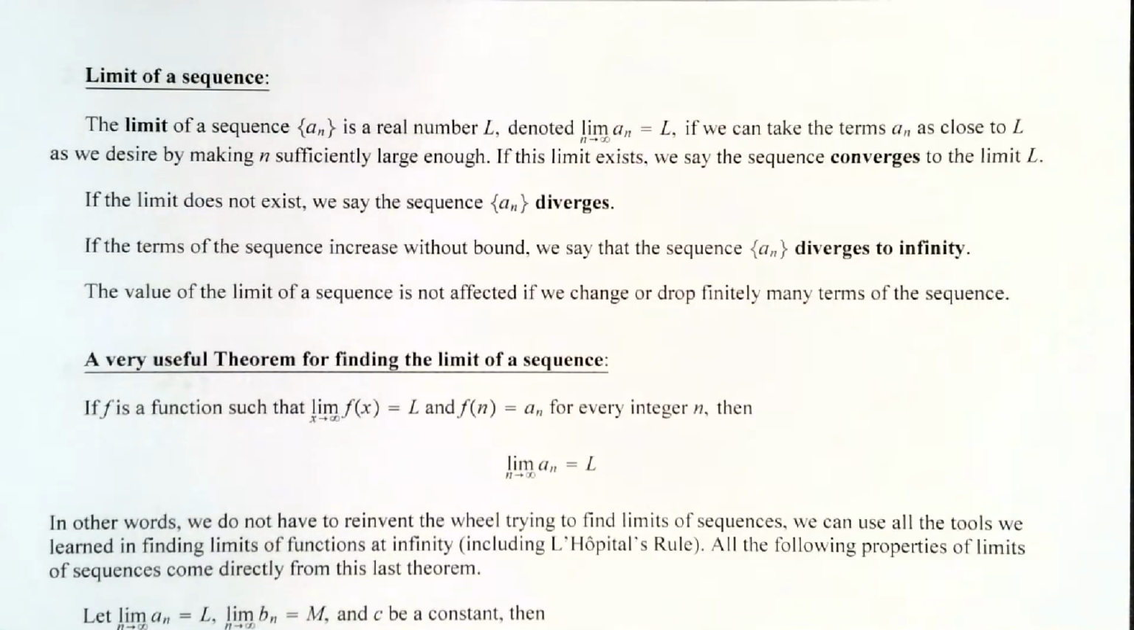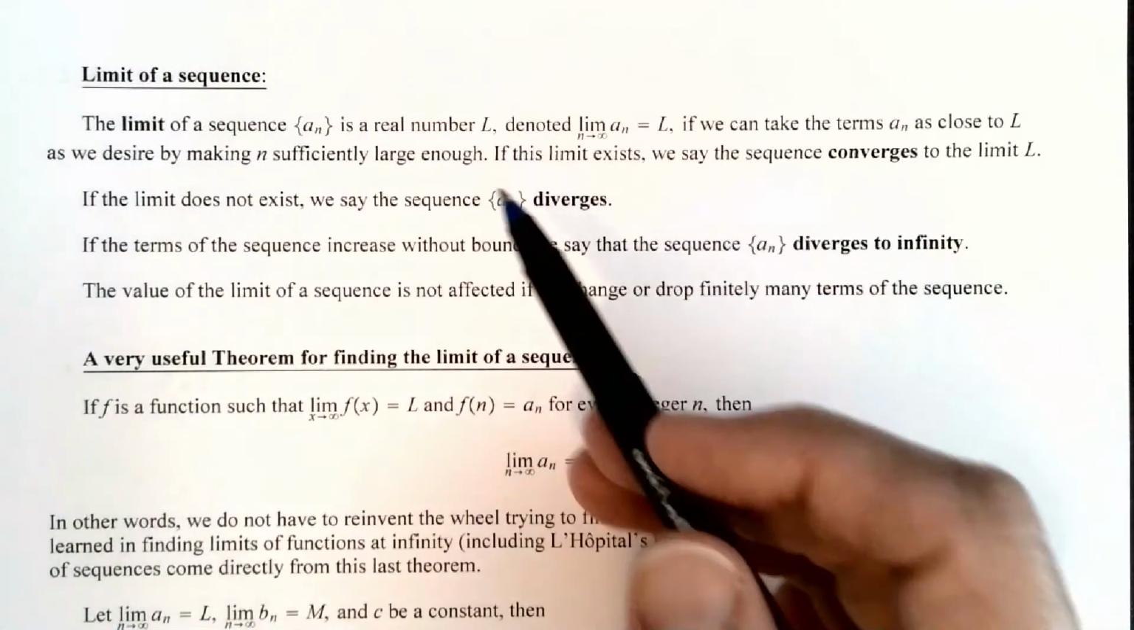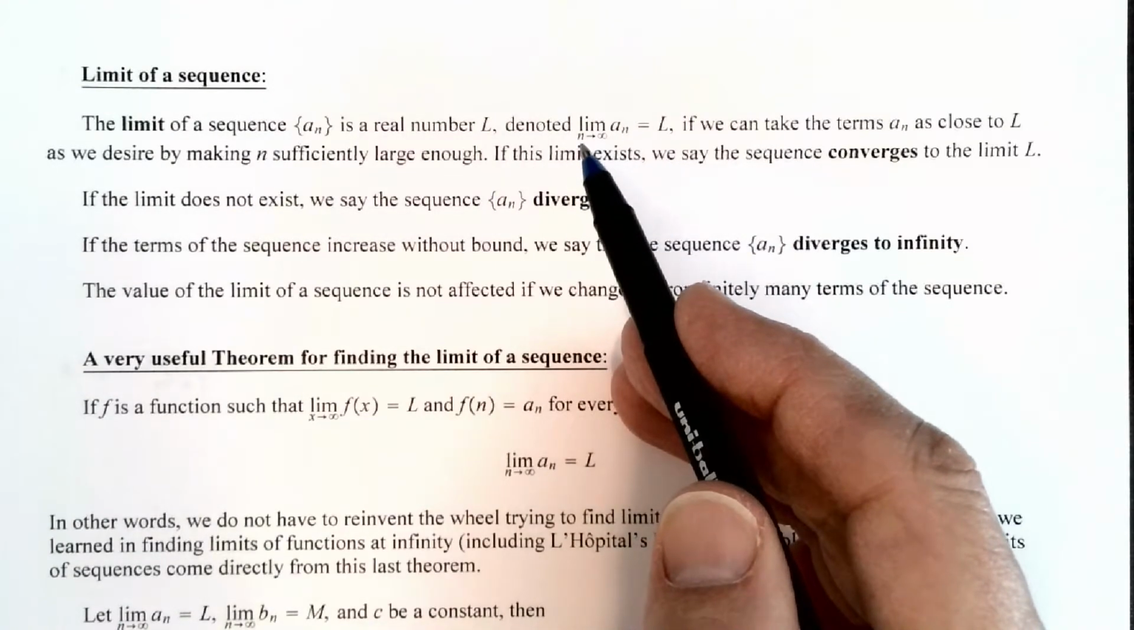Now we want to look at the limit of a sequence. And so the question is, we have this infinite sequence of numbers. Are they approaching, getting close to some real number? So the limit of a sequence is a real number, L. And we denote it this way, right? We've used this limit notation before.